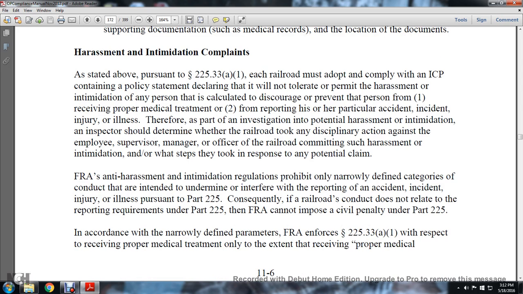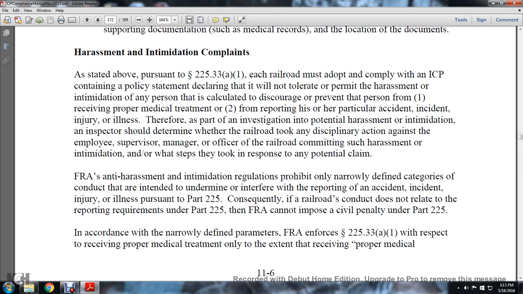Harassment and intimidation complaints. As stated above, pursuant to statute 225.33(a)(1), each railroad must adopt and comply with the ICP containing the policy statement declaring that it will not tolerate harassment or intimidation of any person calculated to discourage or prevent the person from receiving proper medical treatment or reporting a particular accident, incident, injury, or illness. Therefore, as part of the investigation of potential harassment or intimidation, the inspector should determine whether the railroad took any disciplinary action against the employee, supervisor, manager, or officer committing such harassment or intimidation, and what steps they took in response to any potential claim.